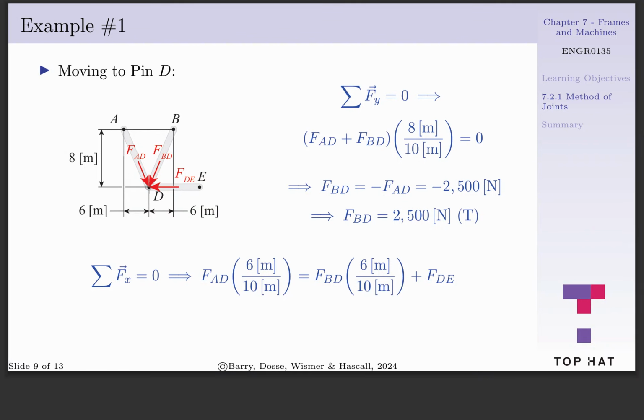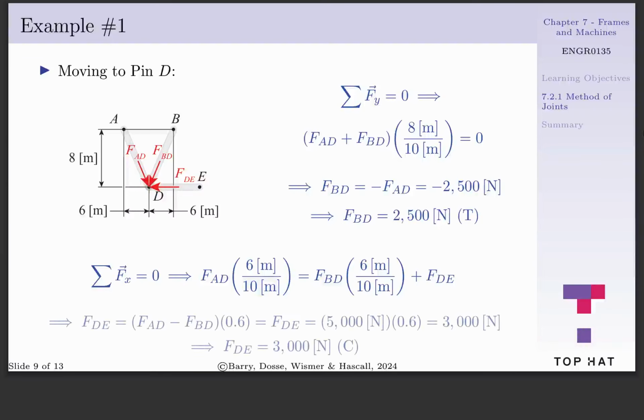With that information, we're able to do the summation of forces in the x direction. We'd have FAD times cosine theta, where cosine theta equals 0.6, and this is equal to FBD times cosine theta plus FDE. Solving for FDE, we'd have FAD minus FBD times 0.6. Thus, FDE is equal to 5,000 newtons times 0.6, which is equal to 3,000 newtons. Since this value is positive, the member is under compression.